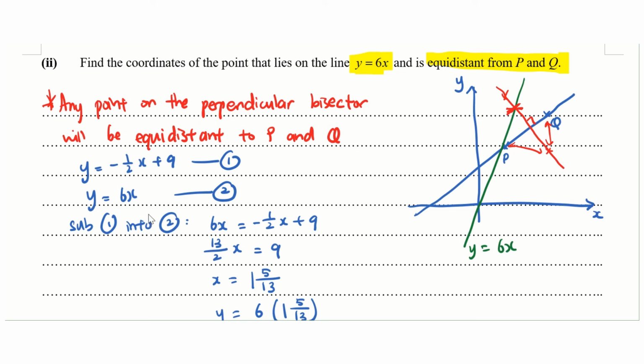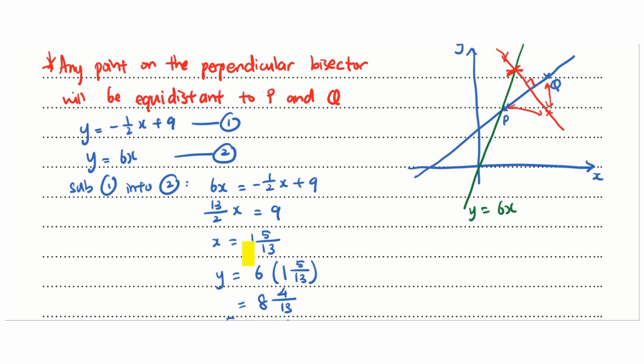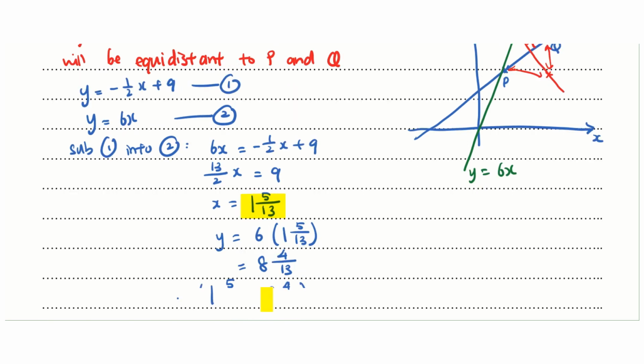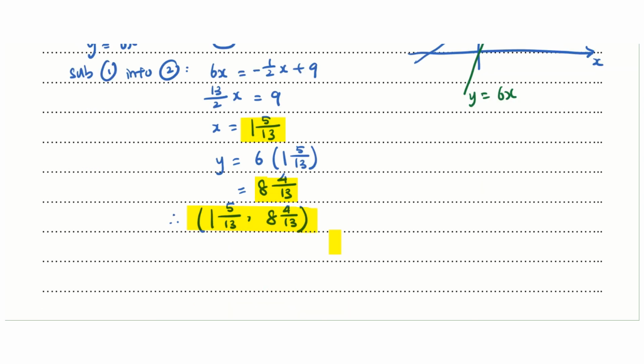So going back to this and solving simultaneously, I will be able to find that x equals 1 and 5/13 and y equals 8 and 4/13, and therefore I get the coordinates as such here. And that's it for this question.